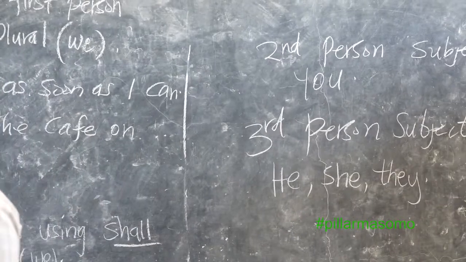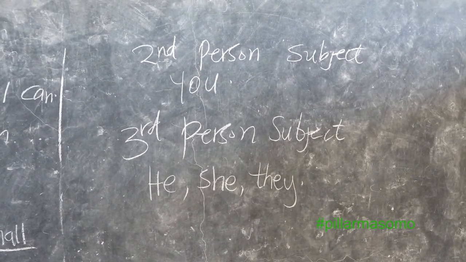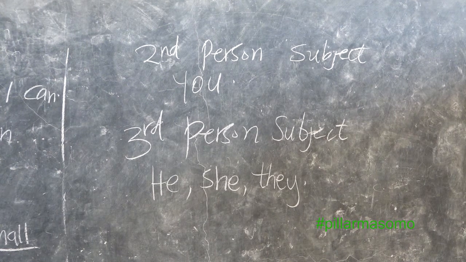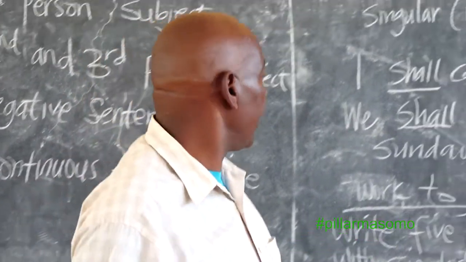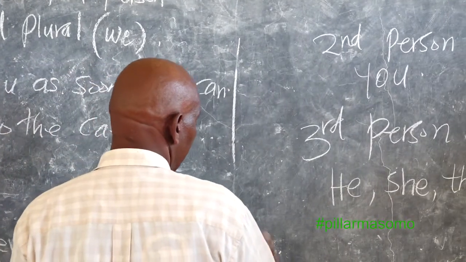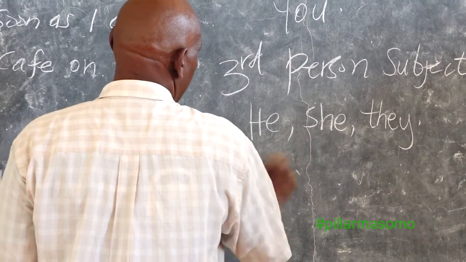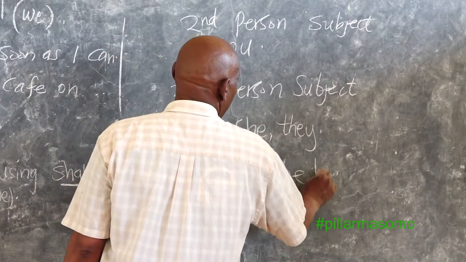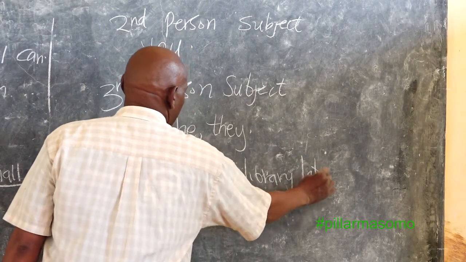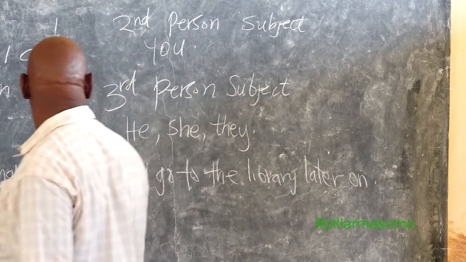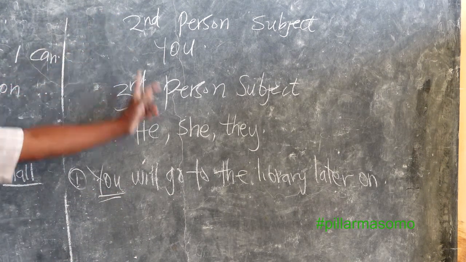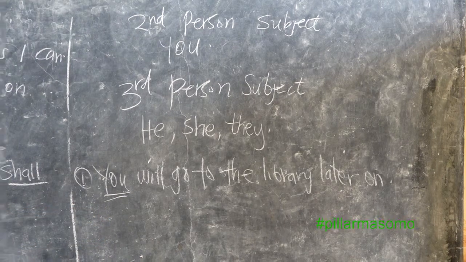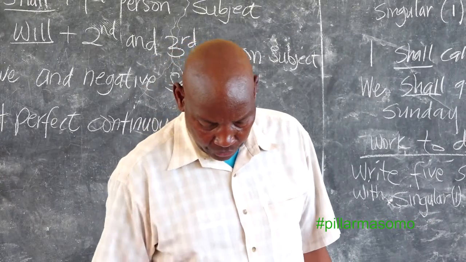Now, let's have some examples of sentences where we use you, and also where we use she or he. One of the sentences is, you will go to the library later on. We have used you, which is second person subject. It's good.